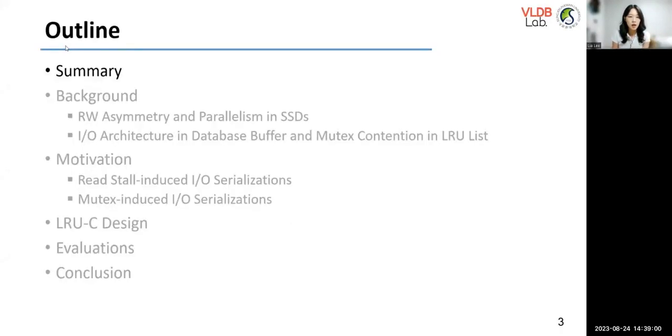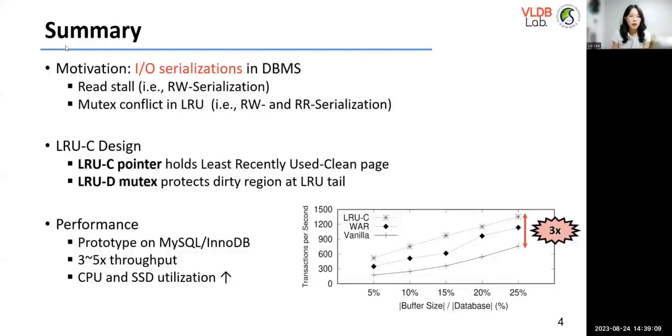These are the indexes. First, let me summarize this paper by briefly explaining the motivation and the contribution of this paper. While running various experiments, our team realized that the existing database systems tend to serialize I/O requests, even though they are fully able to process multiple I/Os in parallel using flash SSDs with high internal parallelism. And we found out that there are two main reasons behind this: the read stall problem and the mutex conflict in the LRU list. Therefore, to solve these I/O serializations, this paper proposes a novel database I/O architecture called LRUC.